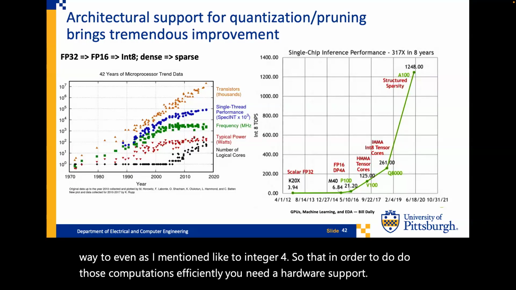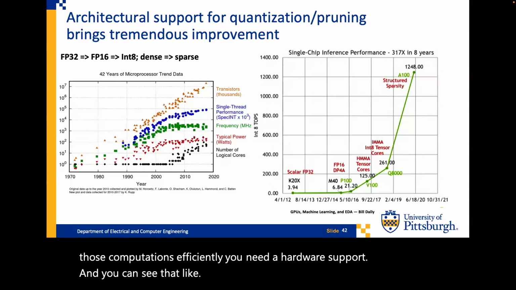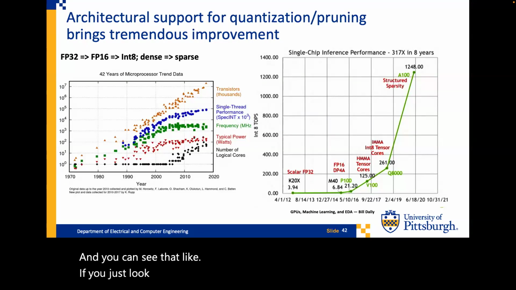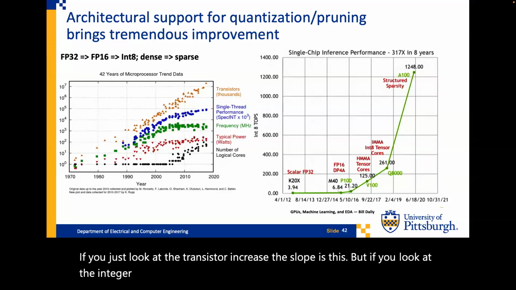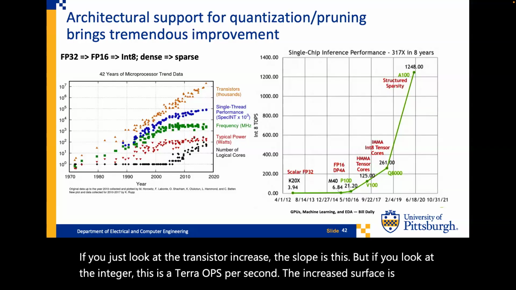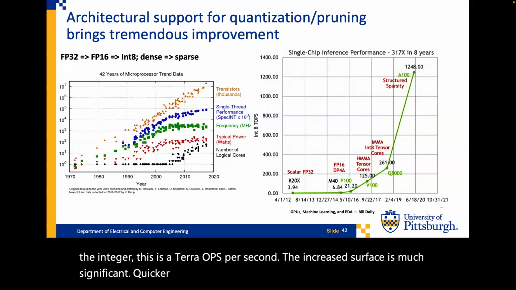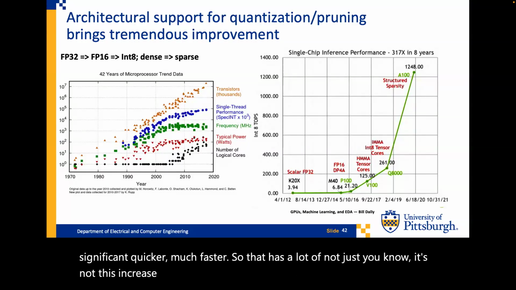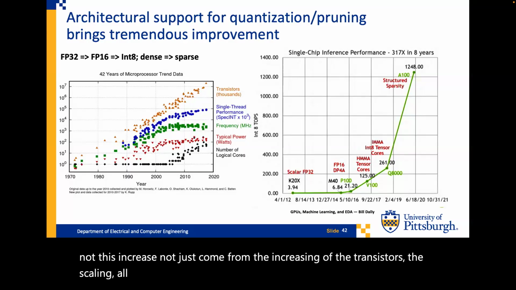You can see that if you just look at the transistor increase, the slope is this. But if you look at integer 8 teraops per second, the slope is much steeper, much faster. This increase does not come only from the increasing number of transistors and scaling, but also from innovation in architecture design.